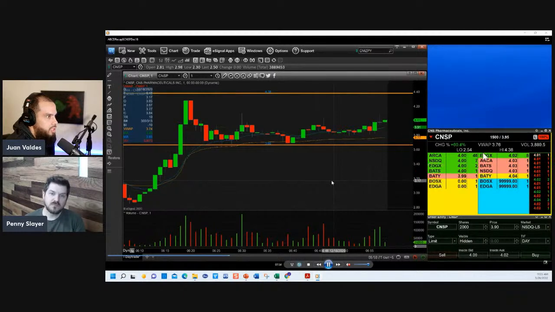So you can see here, this is the level 2. I'm looking at the price action. I'm making sure that there's volume. I'm making sure that it's moving my way. The good thing is I'm in at 395. The good thing is I know where my stop loss is.